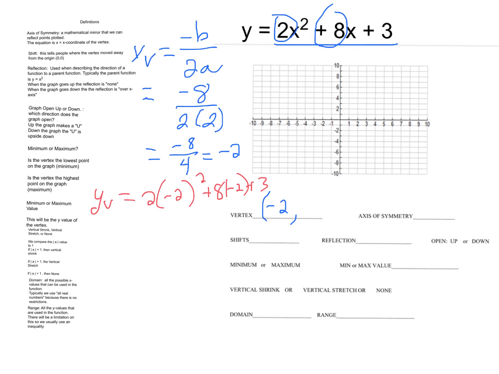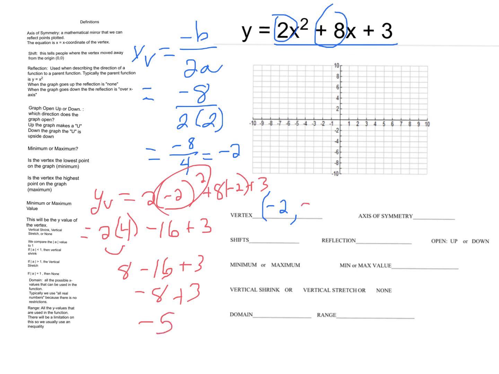Okay. So I square this. So 2 times 4. 8 times negative 2 is negative 16 plus 3. Okay. Now I'm going to multiply this. That's going to be 8 minus 16 plus 3. 8 minus 16 is negative 8 plus 3, or negative 5. So the y-coordinate of the vertex is negative 5. Okay? So there is my vertex.